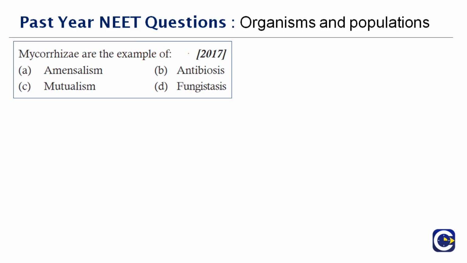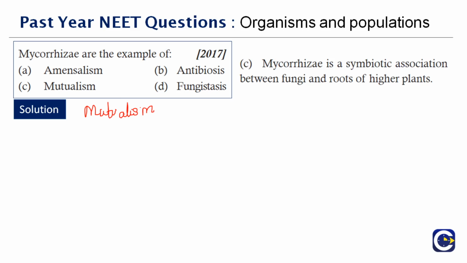Next question here. Mycorrhiza is an example of dash. This is a very easy question for you to answer. The other name for symbiotic relationship is called mutualism. Mycorrhiza, as I already said, live in a mutualistic relationship where they don't hurt each other, but live in an association where both get benefited. Therefore, the other name for symbiosis is mutualism. Therefore, the right answer to this question is option C.